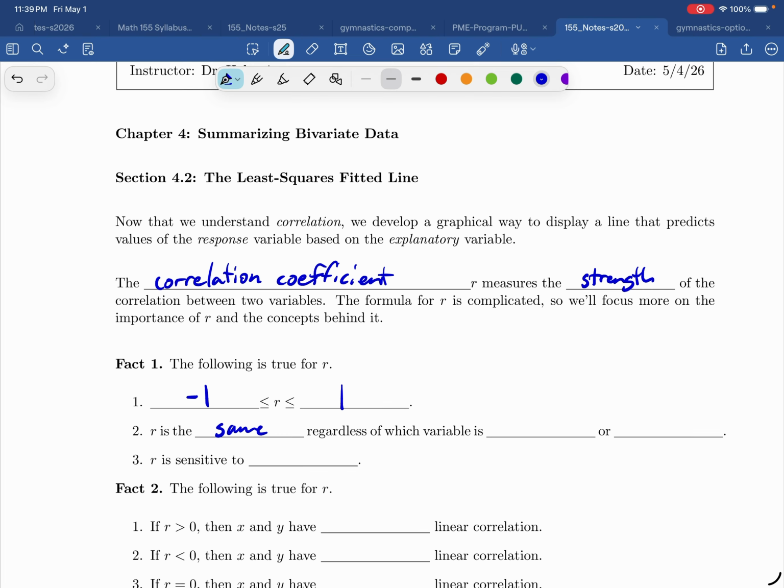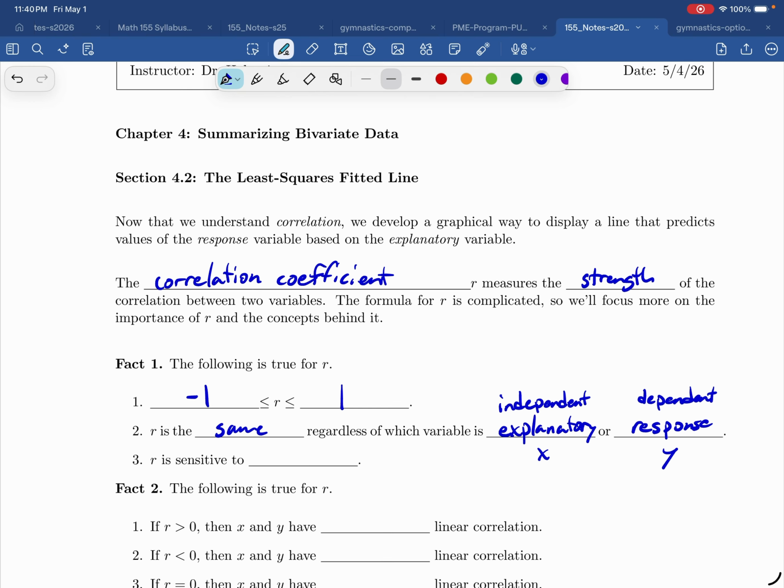R is the same regardless of which variable is explanatory, which means the x variable, or response, or the y variable. If you're a scientist, you might also hear these referred to as the independent and dependent variables, right? So regardless of which variable is x and which variable is y, your line might have a slightly different slope, the graph might look a little different, but R will be the same.